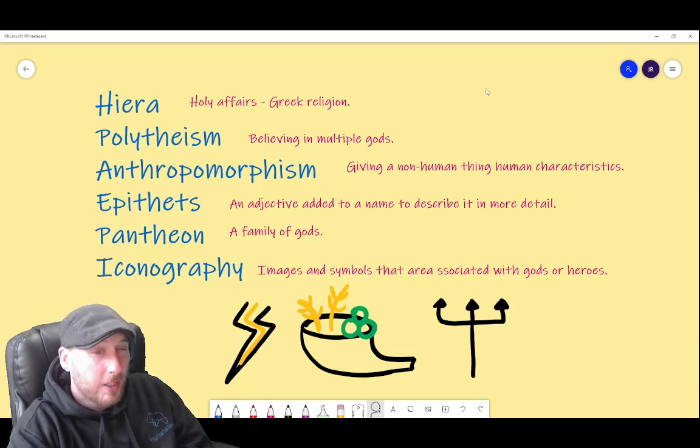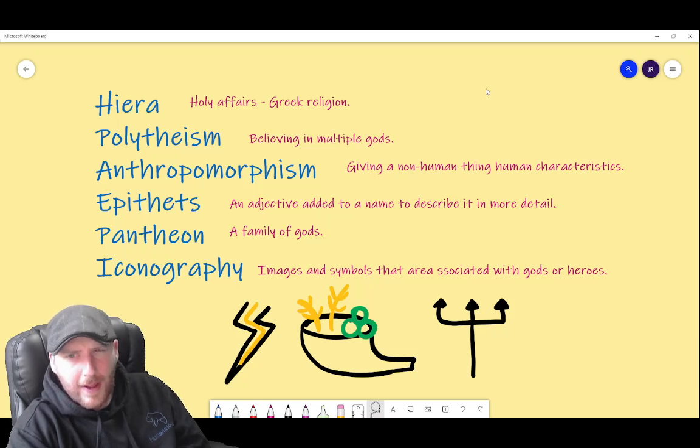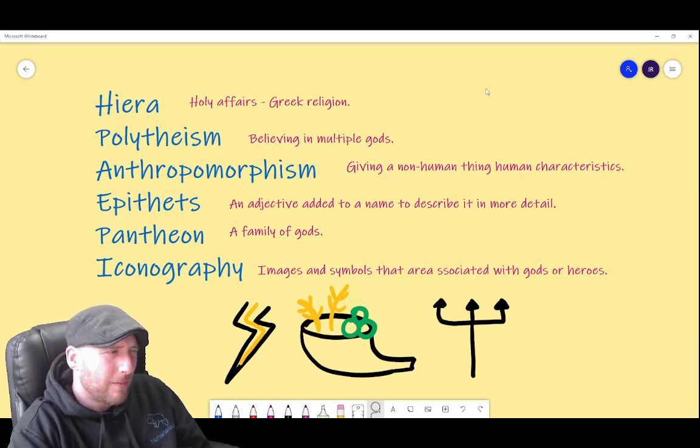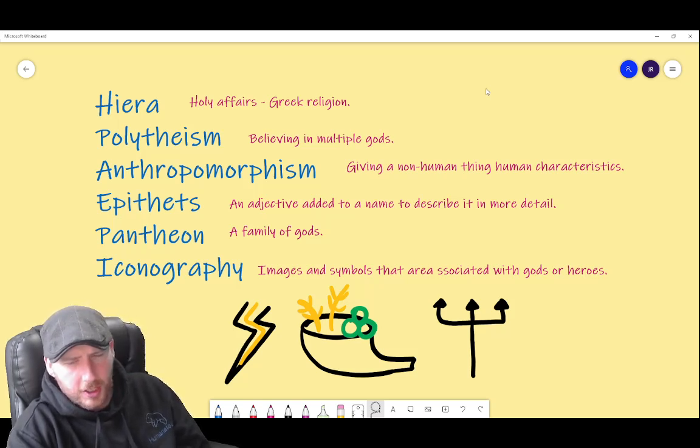Now our next keyword is a pantheon. The pantheon is the name of the family of gods. Maybe not strictly a family, because some pantheons, they're not directly related, but it's a good way of thinking about it.